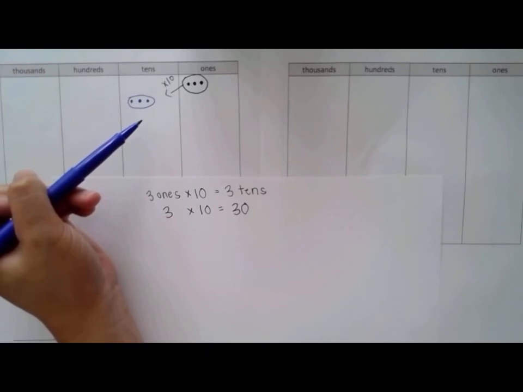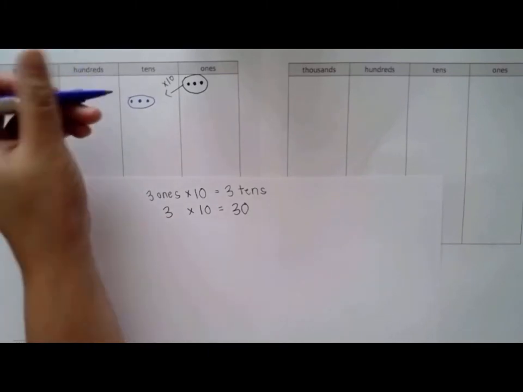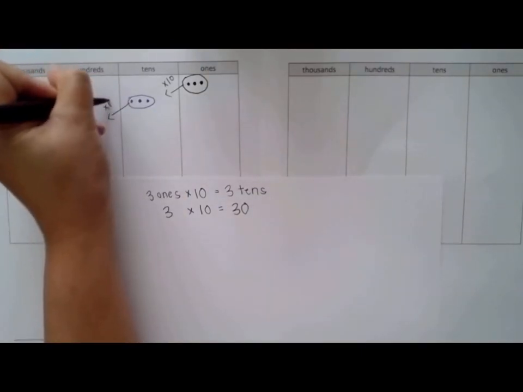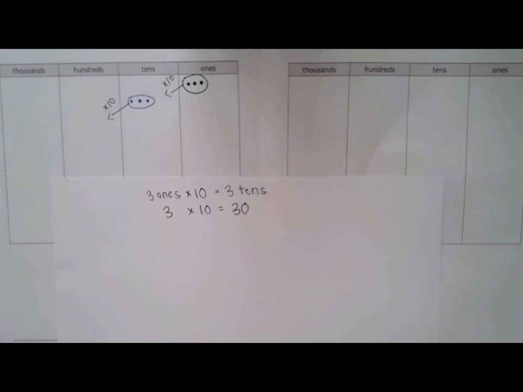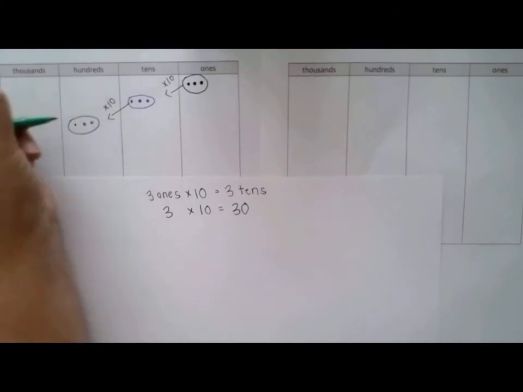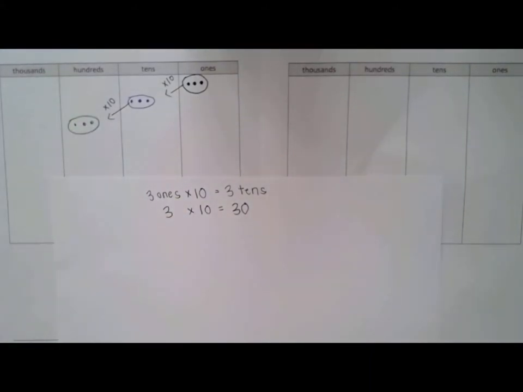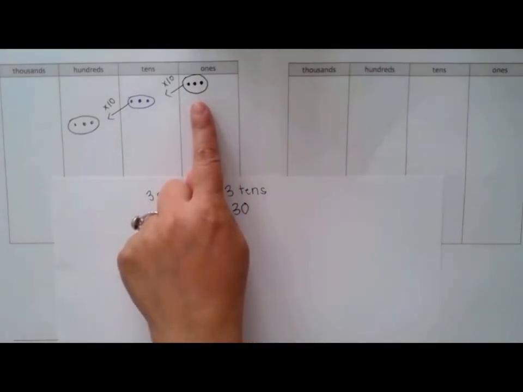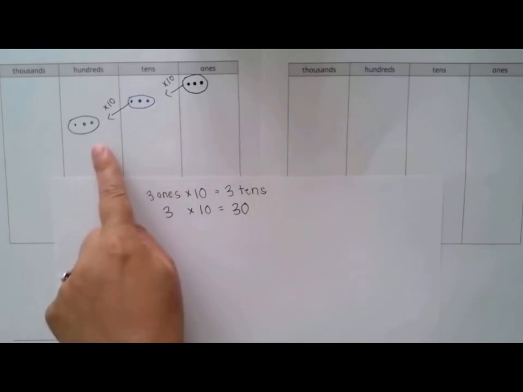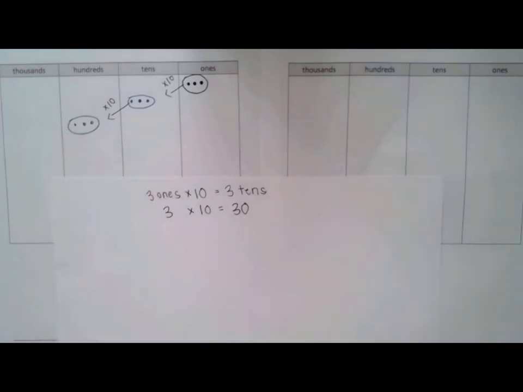We would do the same thing. When multiplying by 10, just like this, we would move them over one more place into the hundreds, and then we would have 3 hundreds. So let's take a look at this. We started with 3 ones, and then we multiplied times 10. That equals 3 tens or 30. And then we multiply times 10 again to get 300.